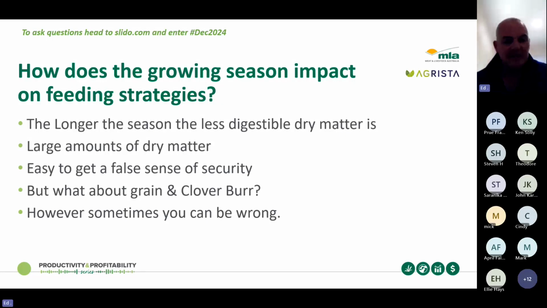But it's not necessarily that situation. So, getting into summer feed, there's a couple of things to think about. If you have had a good season and a long growing season, that can impact your feeding strategies, because the longer the growing season, the less digestible the dry matter is. So you'll have large amounts of stubble and dry matter, and it can be easy to get a false sense of security, because you're looking at all this feed, but you could also be looking at a large amount of cardboard out there.